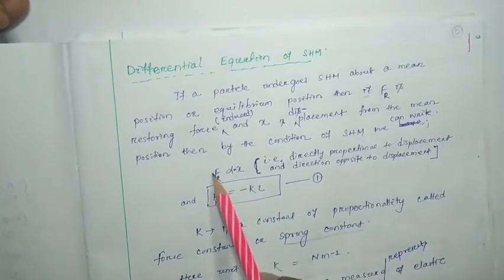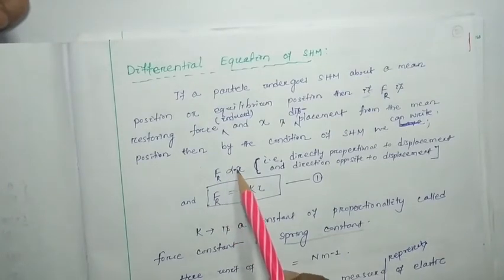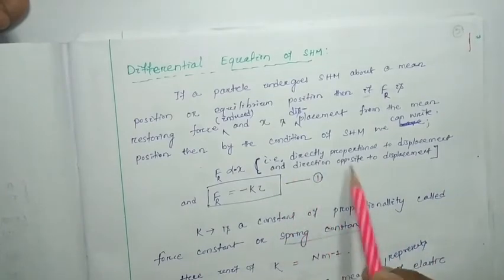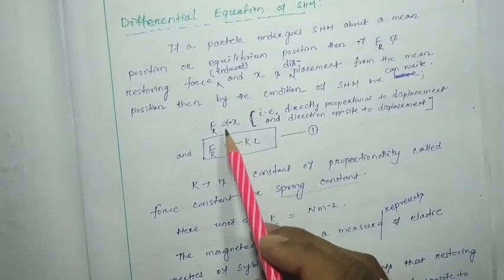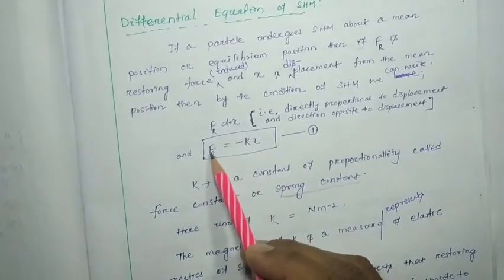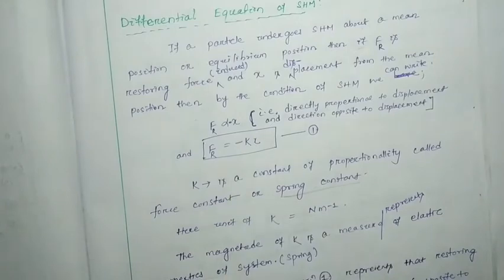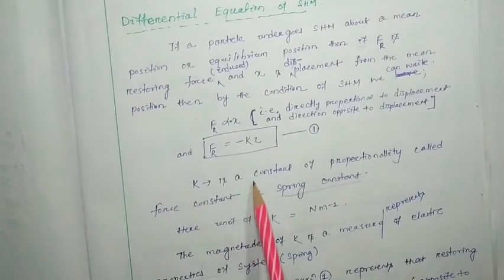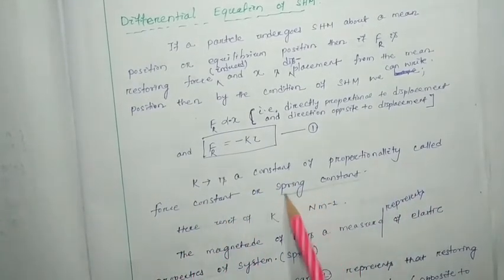Fr, the restoring force, is proportional to minus x, that is directly proportional to the displacement and in the direction opposite to the displacement. So it can be written as Fr equal to minus kx. Here k is a constant of proportionality called the force constant or spring constant.